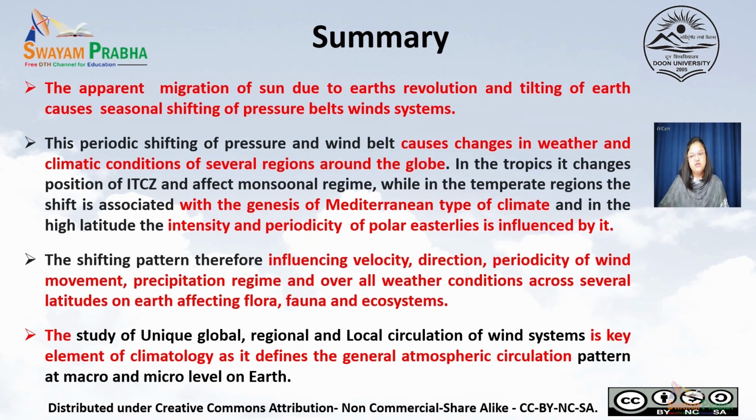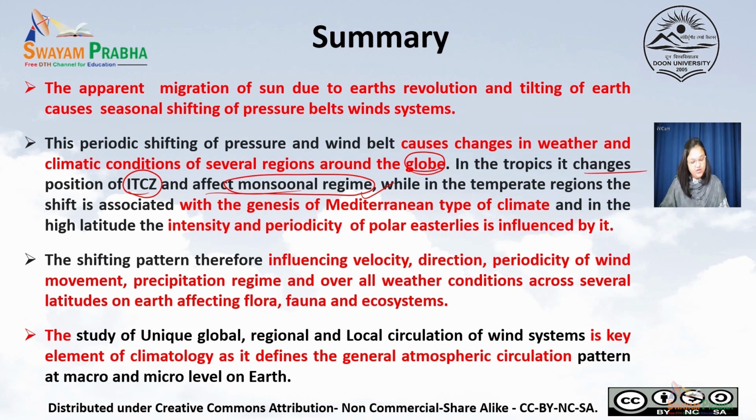And this periodic shifting of pressure and wind belts causes changes in weather and climatic conditions of several regions across the globe. So in different latitudinal extent, the shifting of pressure belts causes different types of climatic conditions. For example, in the tropics, it changes the position of the intertropical convergence zone, which moves northward with the apparent northward movement of the sun, and it shifts southward with the southward movement of the sun. And it affects the monsoonal regime, specifically over the Indian subcontinent.